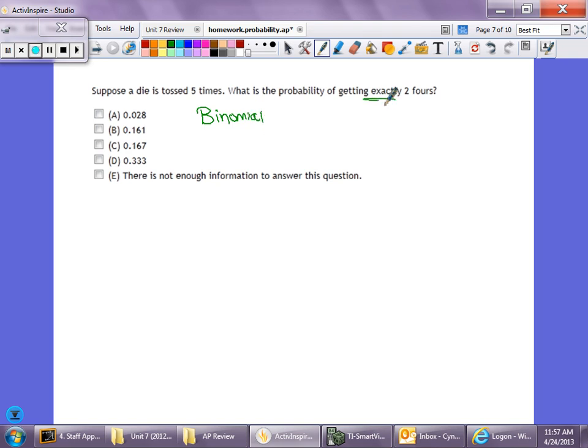They say exactly, so would that be a PDF or a CDF? It's going to be a PDF. I need to identify what N is, what P is, and what K is. N is the number of trials. P is the probability of success. K is the number of successes that I'm looking for. And I will have my answer. Next.